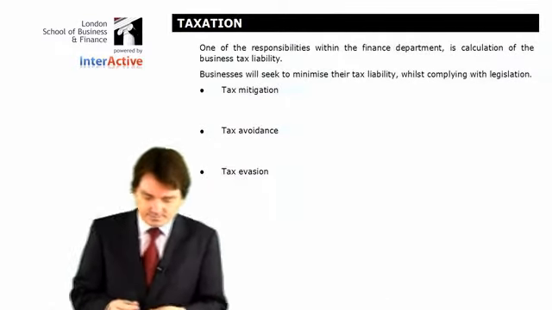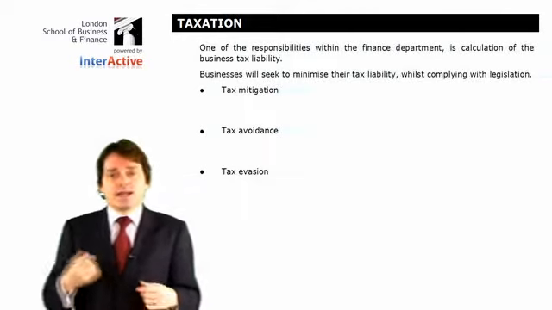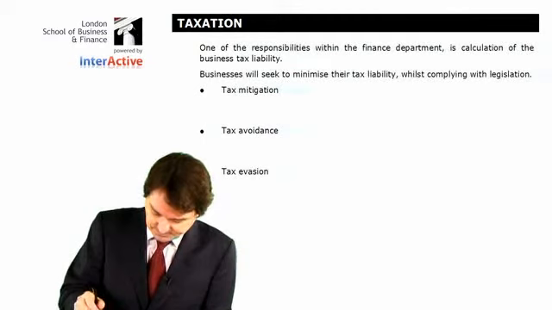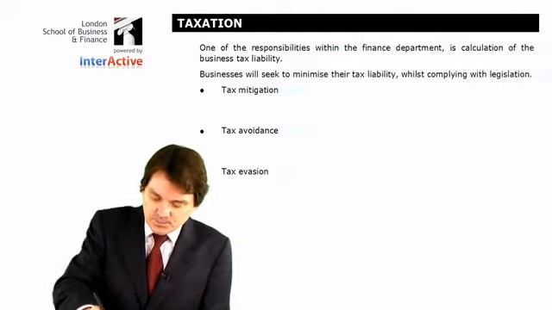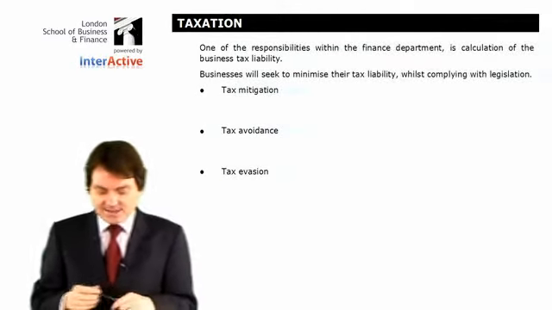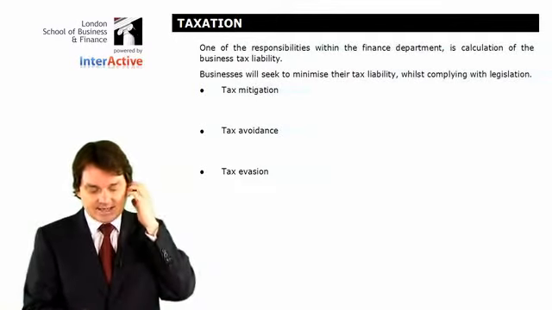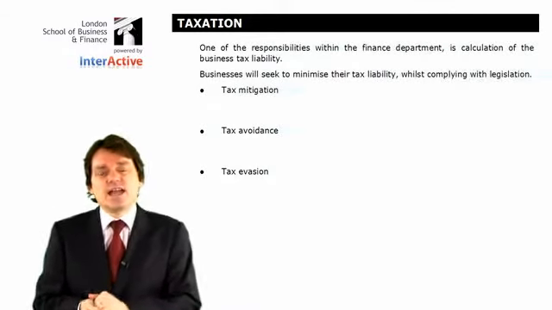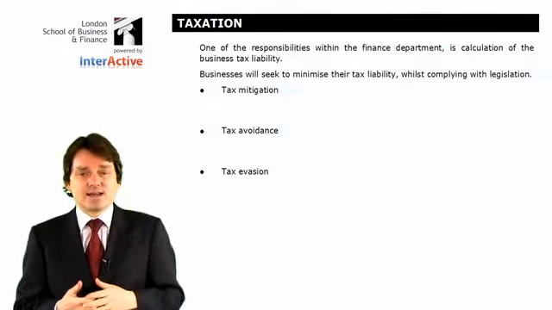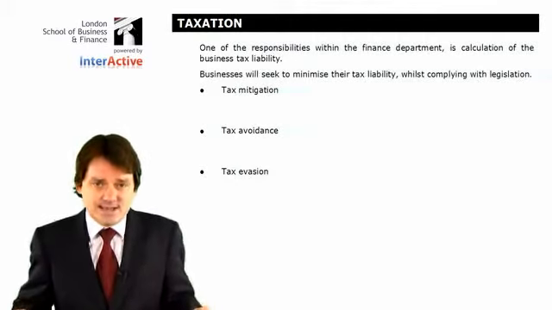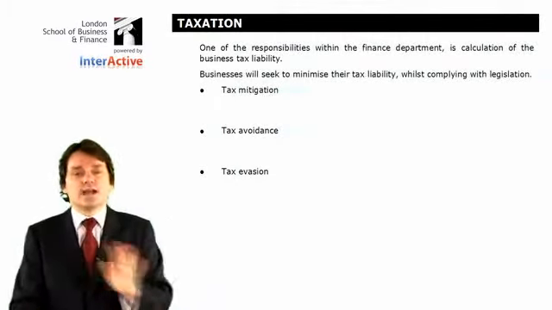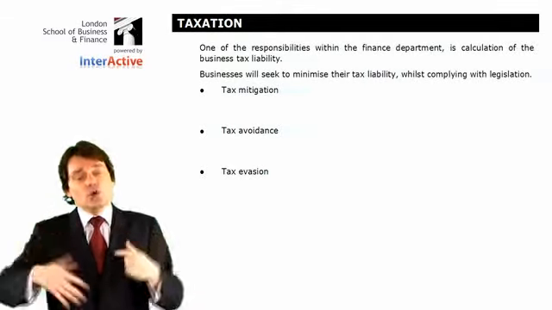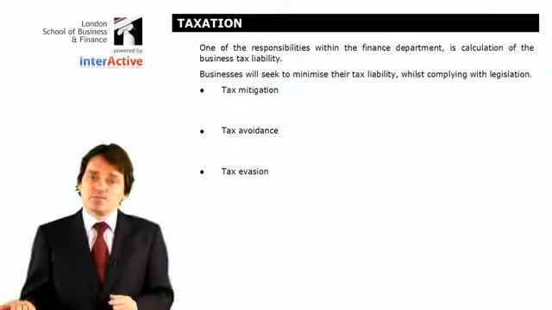Taxation. And again, taxation is going to be something that the Accounts Department look at. We've got here just 3 different definitions. We've got tax mitigation, tax avoidance, tax evasion. Tax mitigation is a fancy way for saying, can we offset some of our tax? Now, I am not a tax expert by any stretch of the imagination. All the tax that I ever learned, I forgot as soon as I walked out of the exam. And I'm afraid you will come across this when you do paper F7.